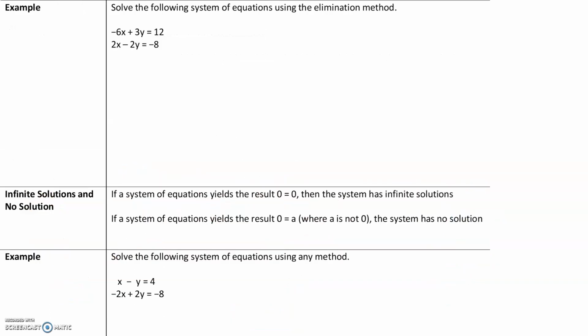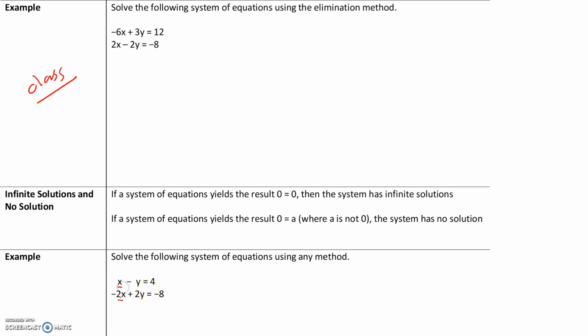Okay, we have another example, which we will do in class. Lastly, if a system of equations yields 0 equals 0, then the system has infinite solutions. If the system of equations yields 0 equals a, where a is any other number besides 0, then we get no solution. So for example, if I were to solve this using elimination, I choose a variable.